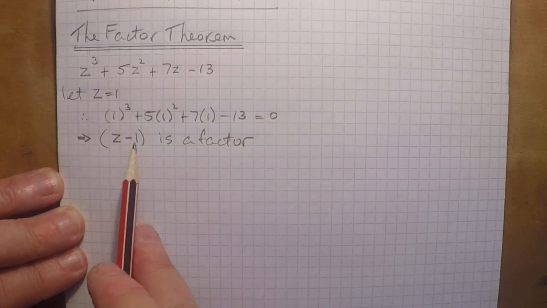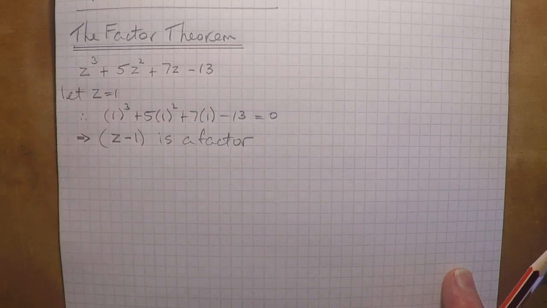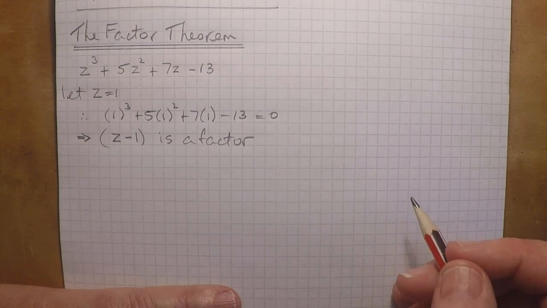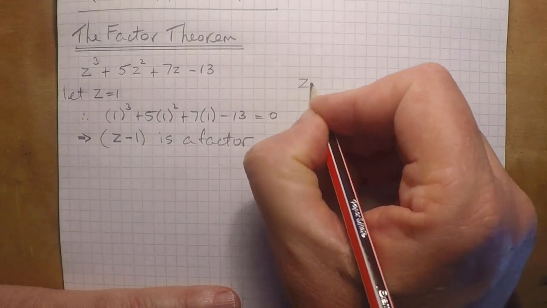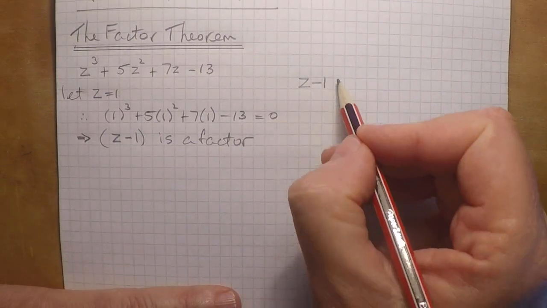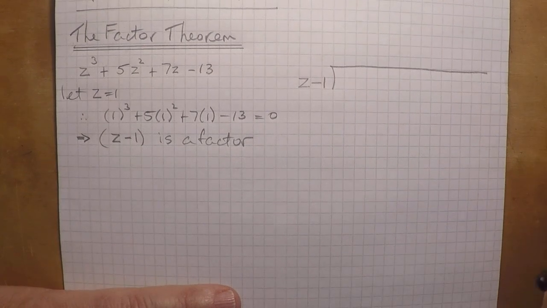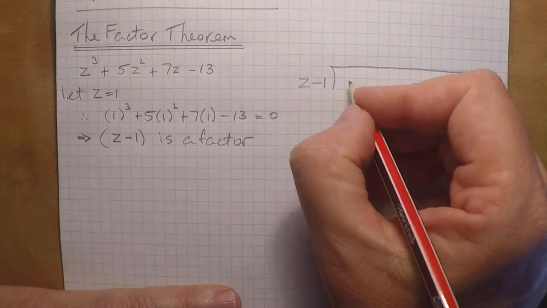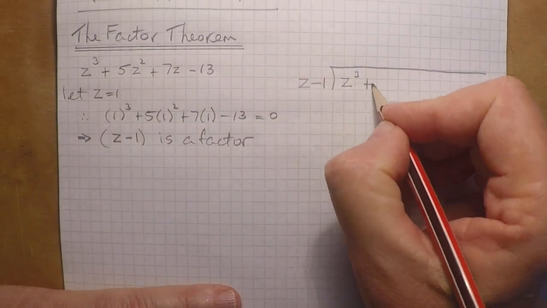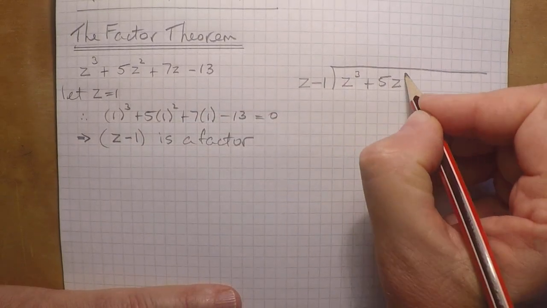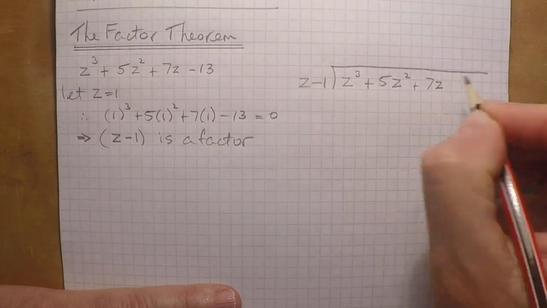Now if we know that this is a factor of this polynomial, we can divide this linear factor, z minus 1, into this third degree polynomial to see what the quotient is, see what's left. And we do our long division in the usual way. Z minus 1. Now I know some of you are a bit rusty on this. Z cubed plus 5z squared plus 7z minus 13.